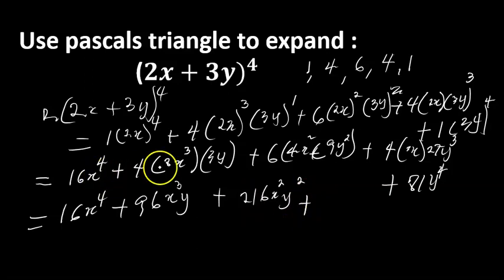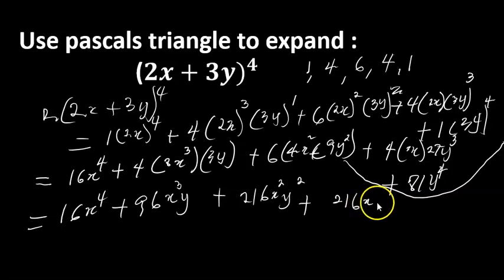Now plus, sorry, let me just demarcate this to differentiate it. Plus, we have 4 times 2 times 27 equals another 216. That's 216x raised to power 1, y raised to power 3. Now plus 81y raised to power 4.